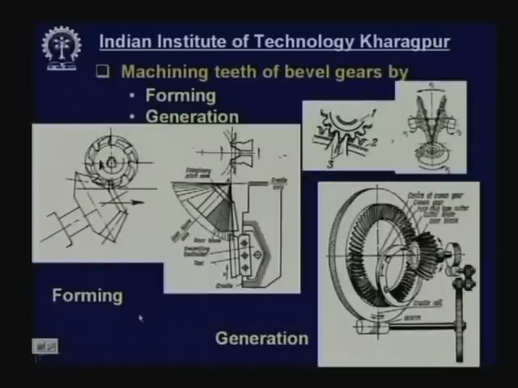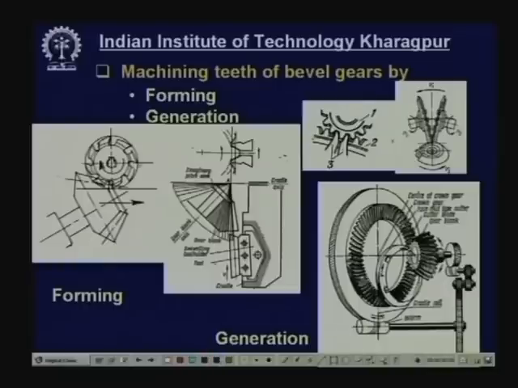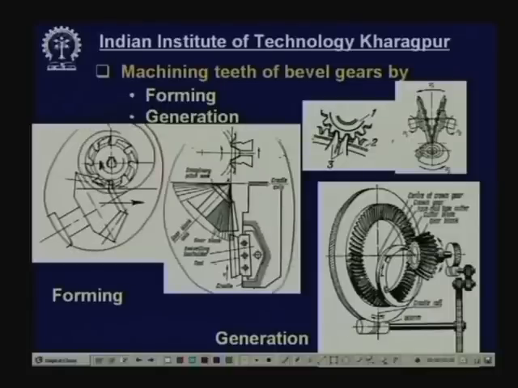Then comes gear machining, teeth of bevel gears. This is very interesting, and can be done in two ways, either by a forming process, by a form milling cutter as shown over here, or by a generation process. So this is the generation process, which means this is a gear, here is a gear. This is a bevel gear, this is another bevel gear. Suppose this is the gear to be produced. You take one imaginary gear with only two or three teeth, and these teeth will produce the teeth of the gear while interacting.